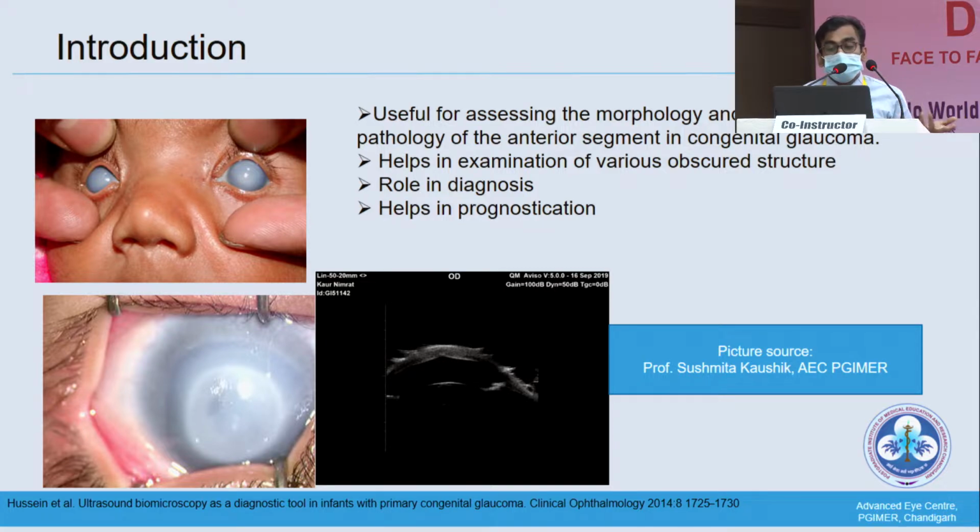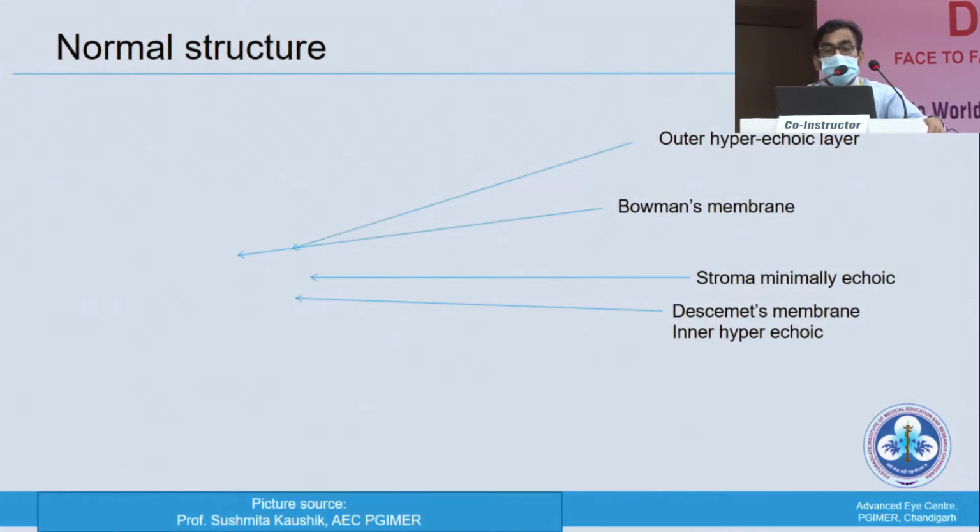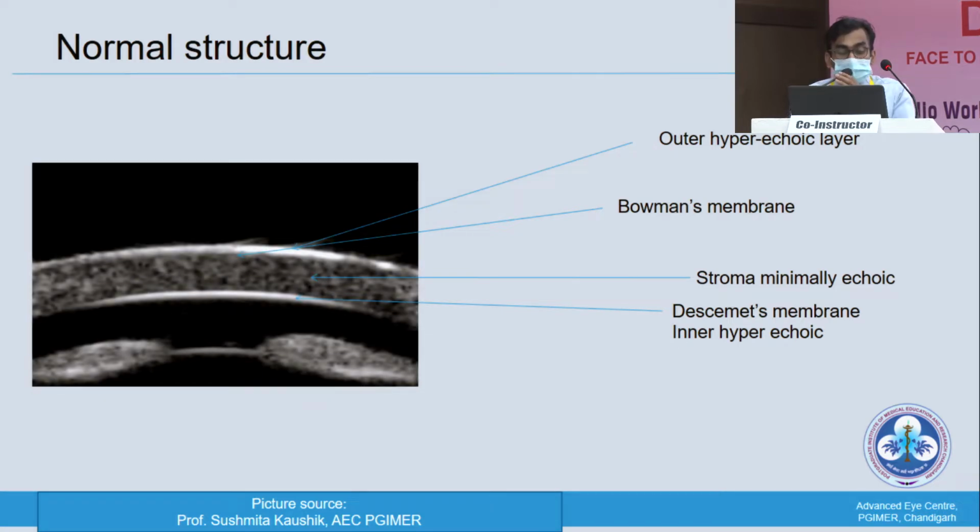As already told by the previous speaker, it helps in examination of the anterior segment in an obscured cornea or any structure behind the iris. It has a role in diagnosis in challenging cases and helps in prognosis of the cases also. So a normal cornea usually looks like this: a multi-layered structure with an outer hyperechoic layer that contains the epithelium. The stroma is minimally echoic compared to the inner layer. The Descemet is hyperechoic.